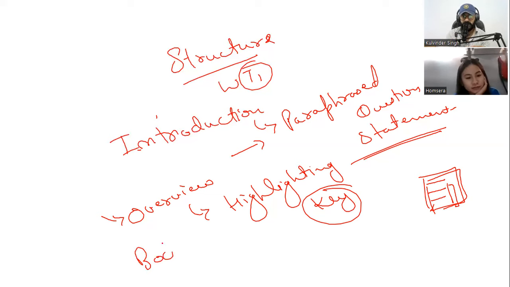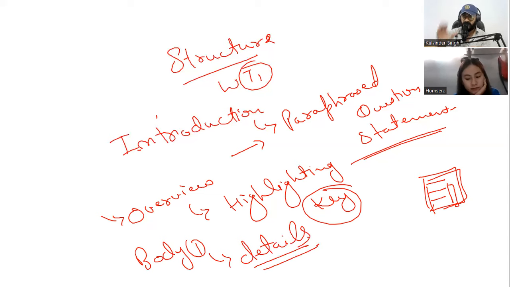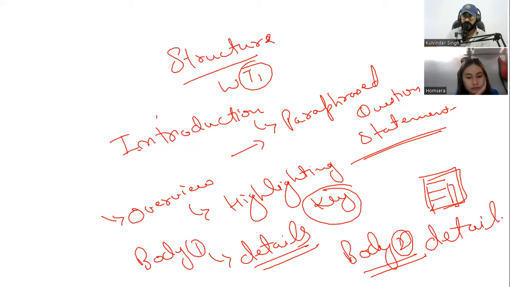Then comes the third part, that is body number one. Body number one is details. All the details of whatever statistics, whatever data you see, you're going to write in body number one. You may write body number two also, which also contains all the details. Clear? Is it clear now?